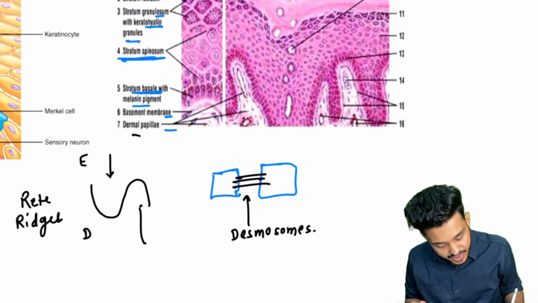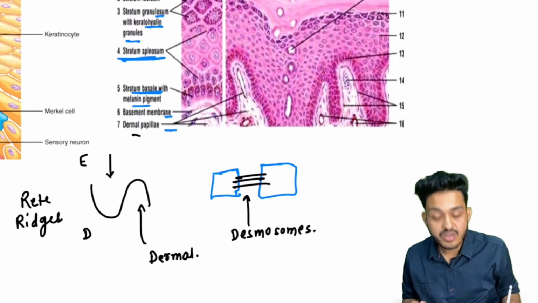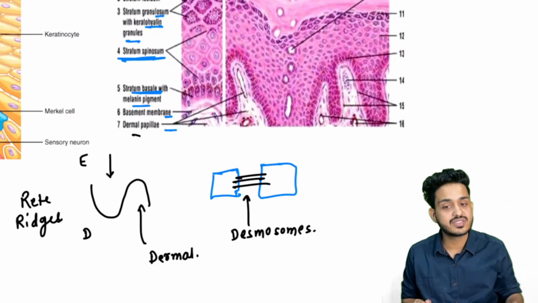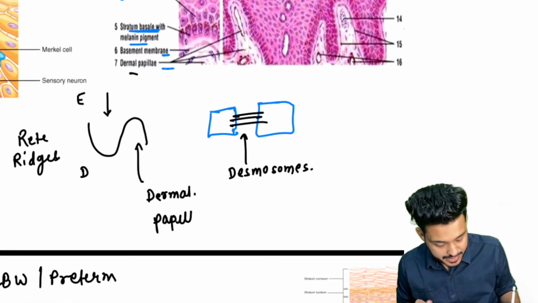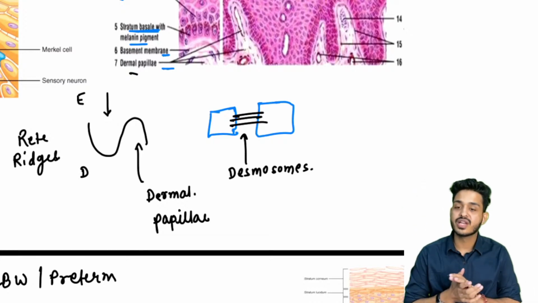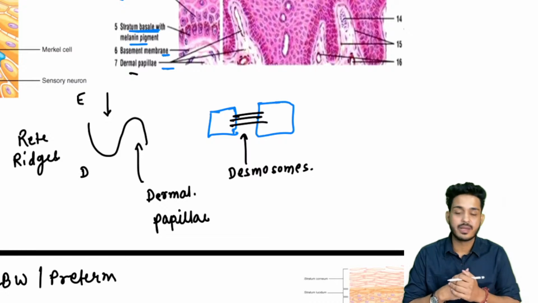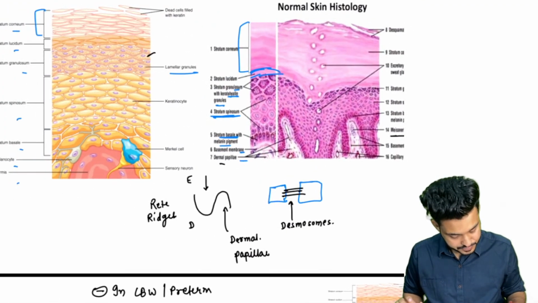And the part of dermis which is invaginating into the epidermis, that is known as dermal papilla. What do we call this? Dermal papilla. So we are having two things. What rete ridges are we know, and what dermal papilla are. Clear, there are no doubts in this, right? So we have learned these things till now.